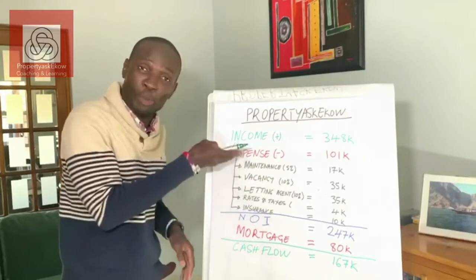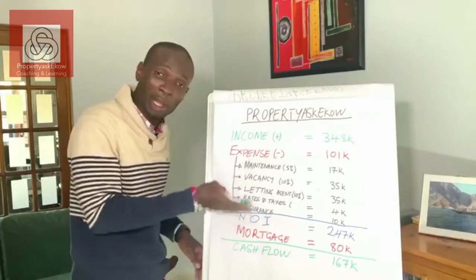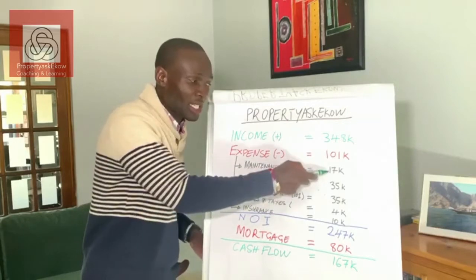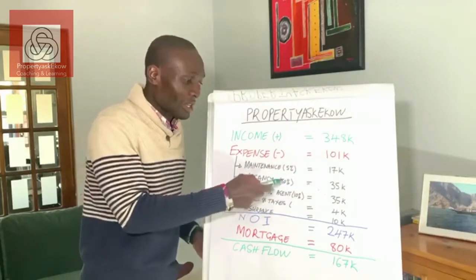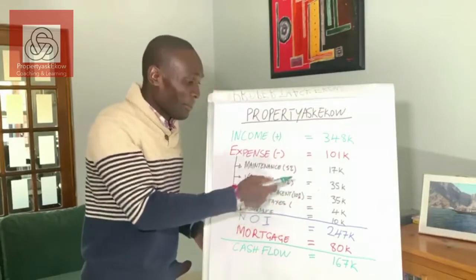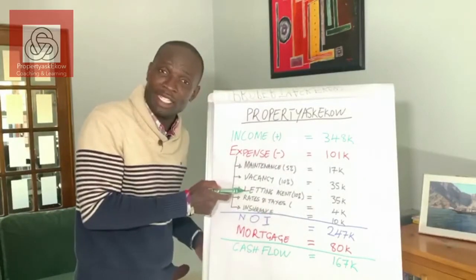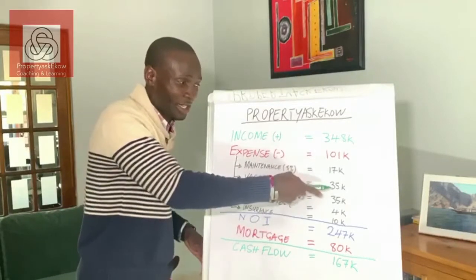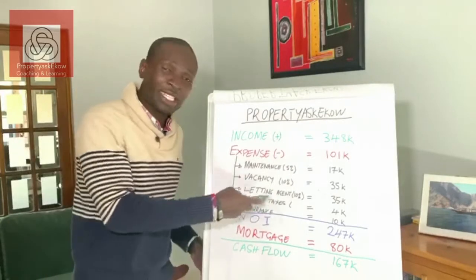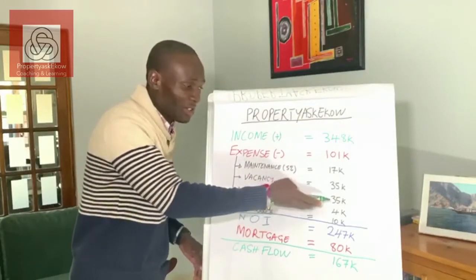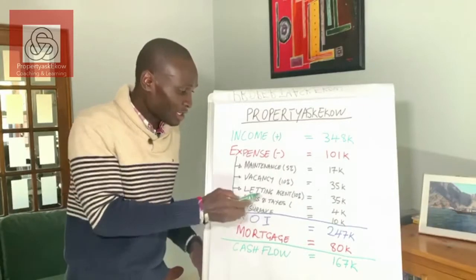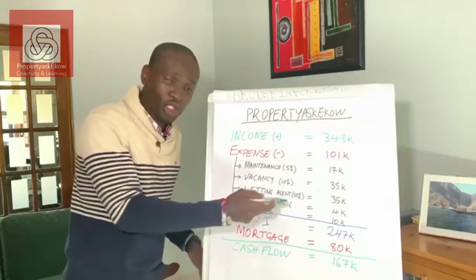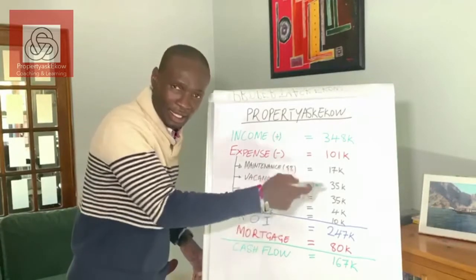Then this is exactly what we presented to the bank, by the way. This is what the bank wants to see. So your maintenance comes in at 5%, which is 17k. Vacancy, we demonstrated to the bank at 10%, but in actual fact, in the first year, our vacancy rate was at 6%, so we made more money. So it's 35k at 10%. Our letting agent fee at 10% gives us 35k, and your rates and taxes at 4k, and our insurance came in at 10k.